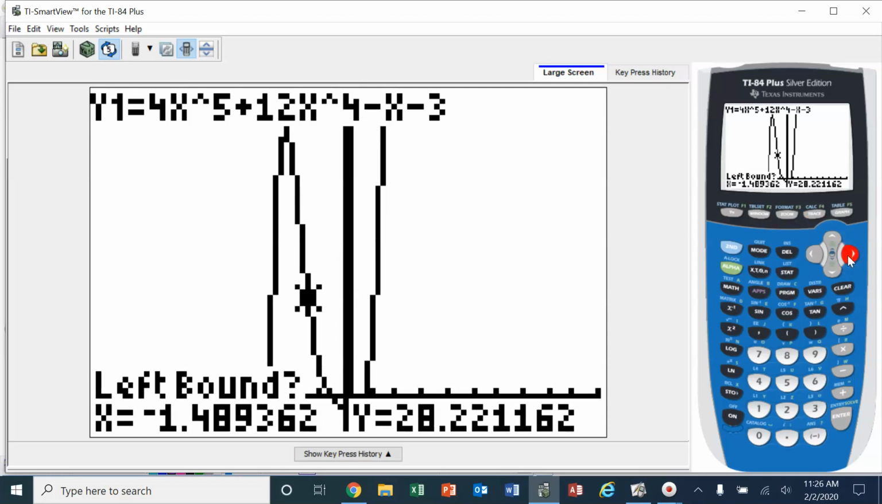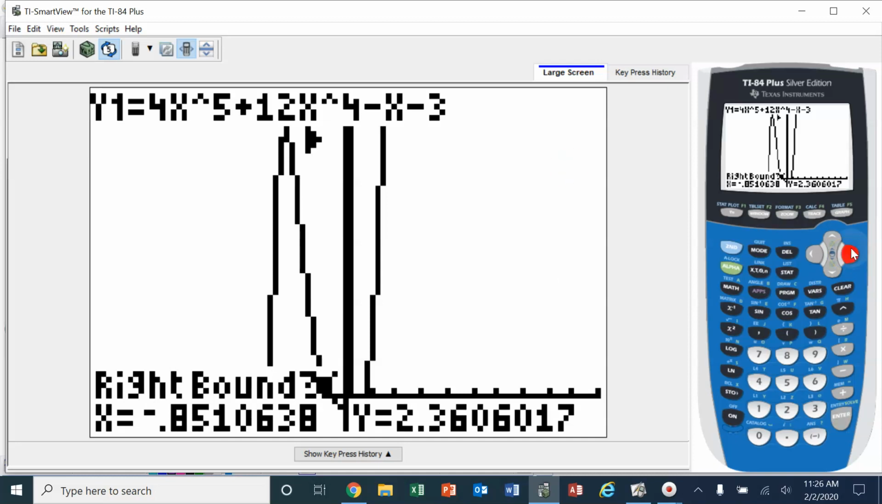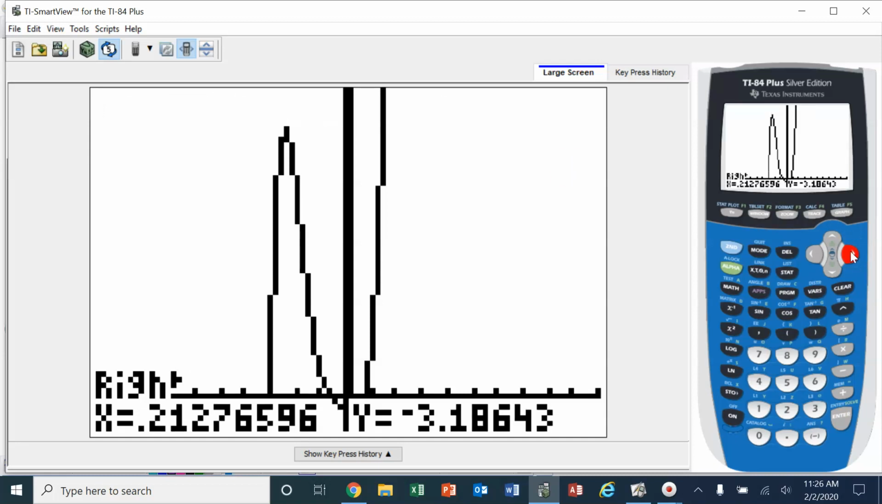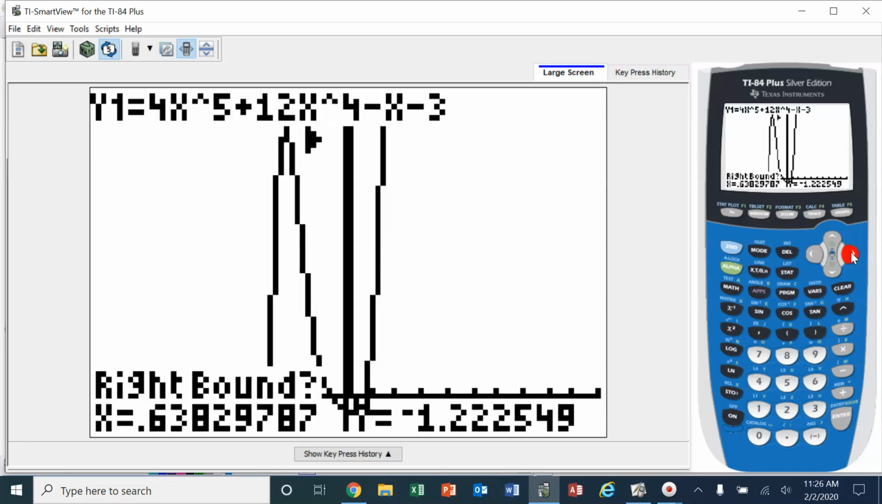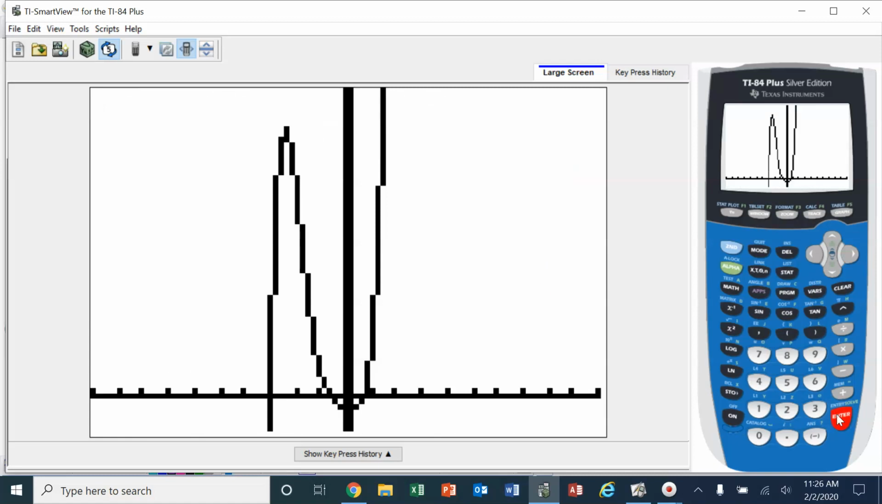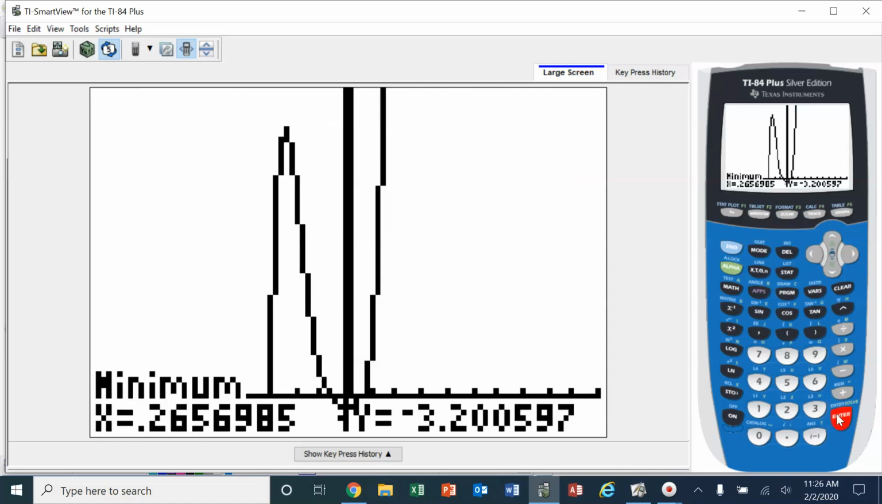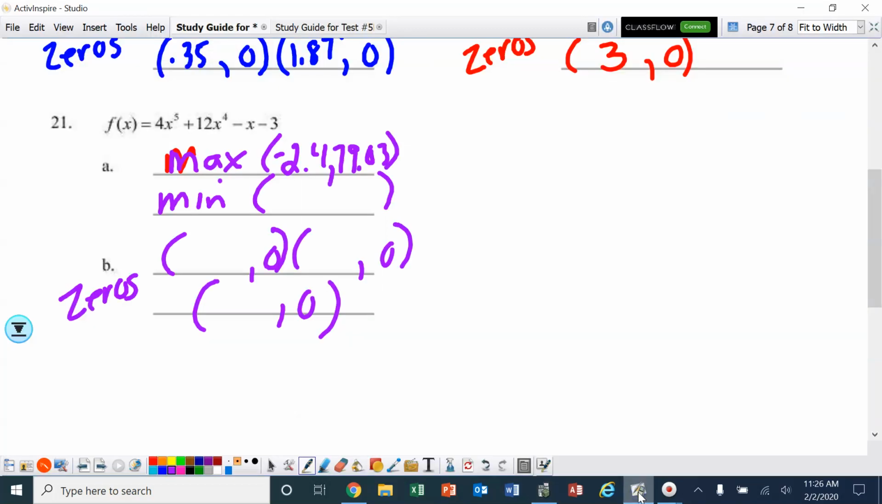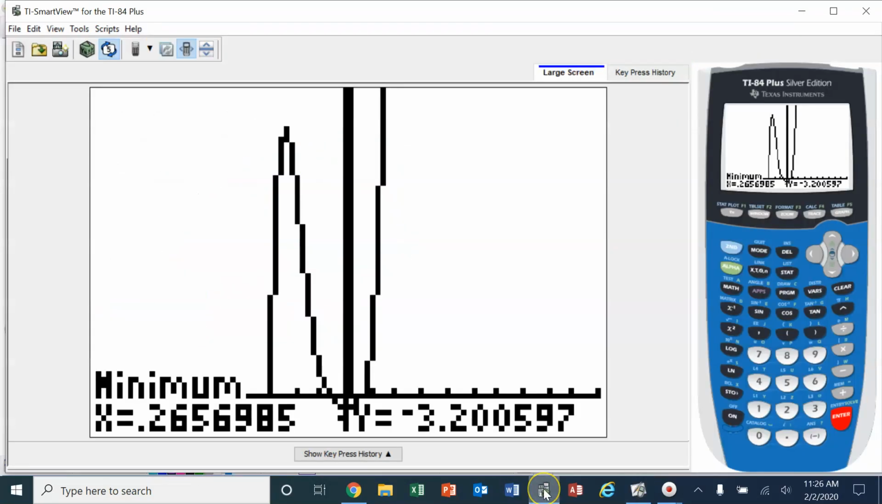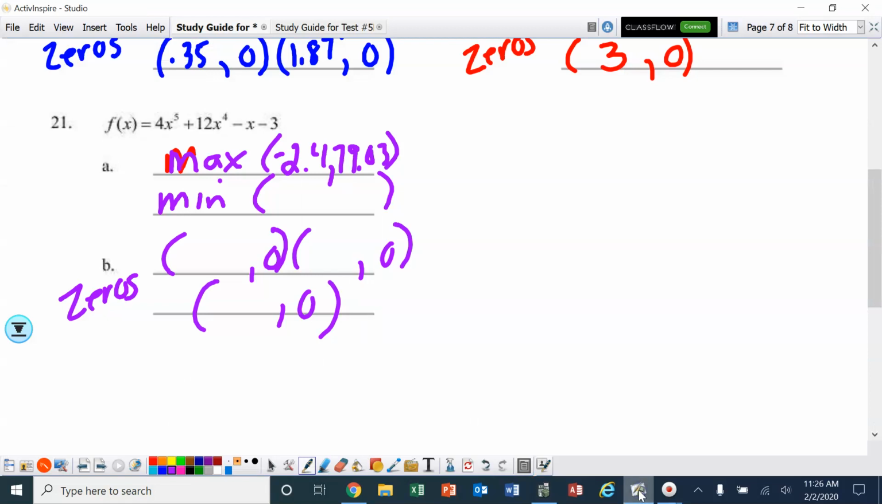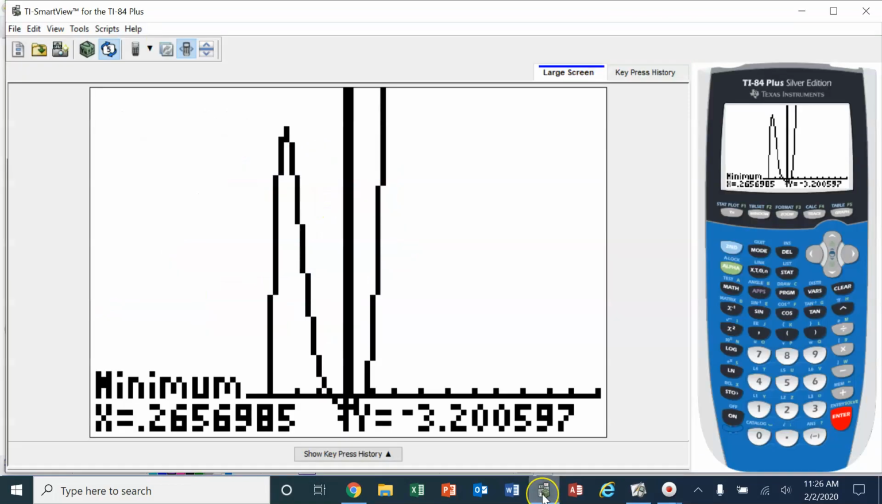Okay, I'm going to do the minimum next. Move it around. Okay, I'm on the left side. Enter. Now I'm going to move it to the right side. I need to make sure I am on the right side. I think I'm good there. Hit enter twice. There we go. So let me look at it again. Yep. So 0.27 and negative 3.2. All right, now my 3 zeros.